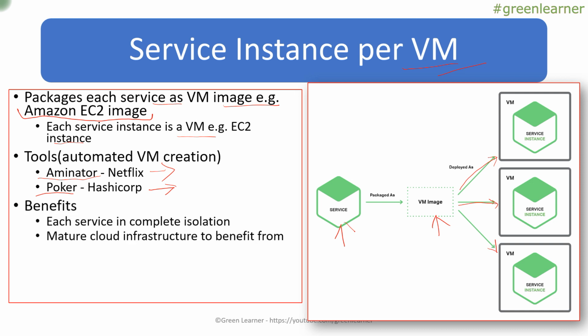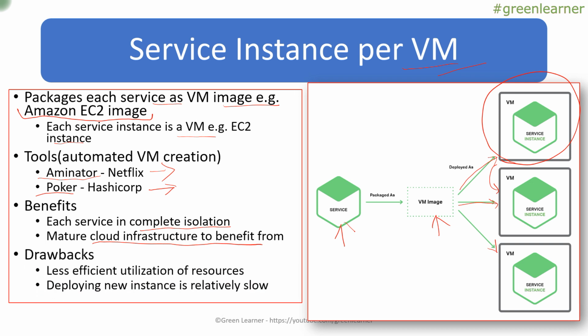Each service is in complete isolation because it is running in its own VM, and if it is in a VM, it is separate from other VMs, so there is going to be no disturbance from other instances. We can also benefit from the mature cloud infrastructure. I took the example of Amazon here. Azure and Google also give this facility to create the VM. There are certain drawbacks of this as well.